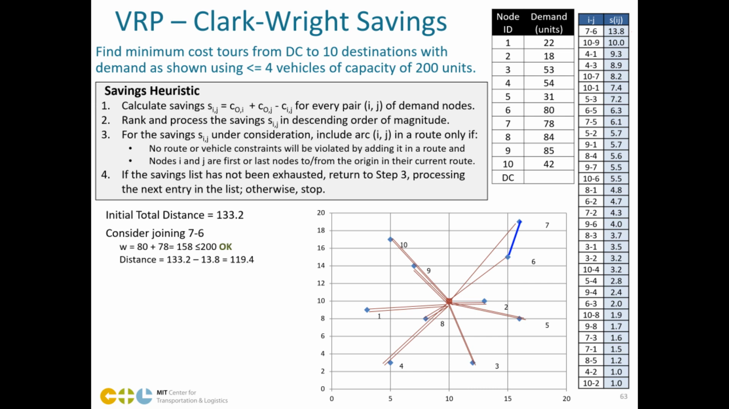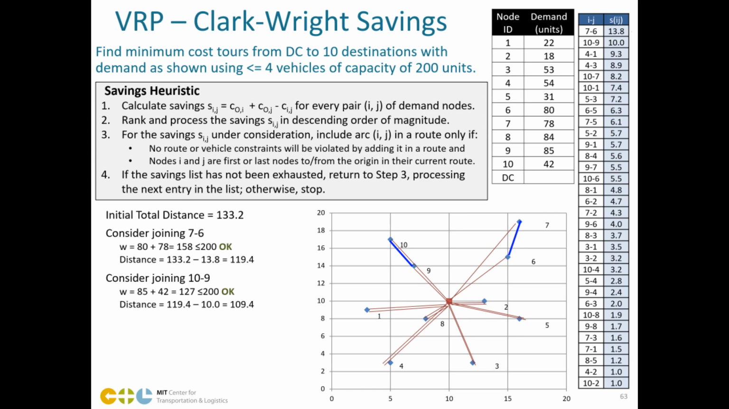What do I do next? I go to the next one on the list, arcs 10 and 9. That's going to save me 10 miles if I can put them together. So let's consider it. I make sure capacity is not violated. 85 and 42, the demand for each of those is less than 200, so I'm okay. So I'm going to join those, and I've got one tour going from the DC to 10 to 9 and then back to the DC.